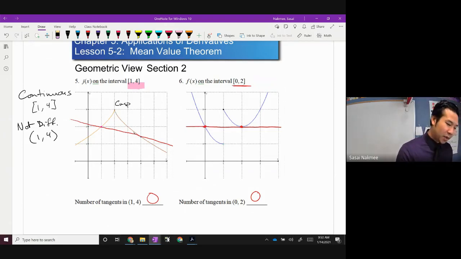All right, let's take a look at number 6. Number 6, from 0 to 2, that is clearly discontinuous, right? Discontinuous. Would you guys agree?